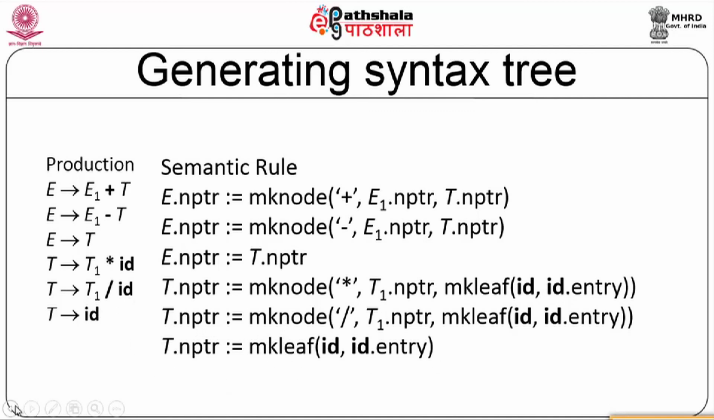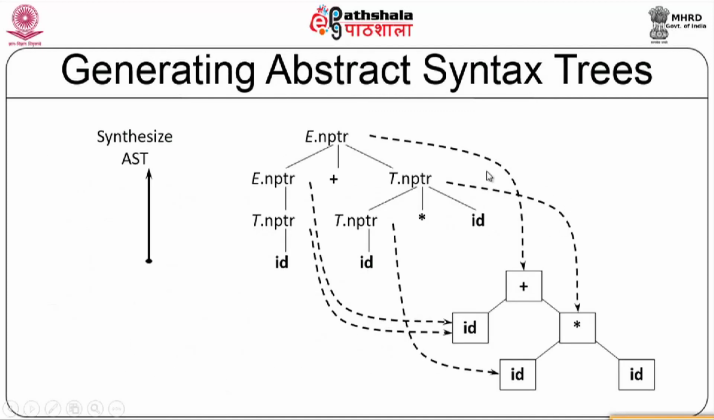If you correlate this rule with this, I have E.nodepointer is equal to E1.nodepointer plus T.nodepointer. So, this is my new node whose operator is plus, which has got pointers to E.nodepointer and T.nodepointer. Okay. So, I have two nodes, E.nodepointer and T.nodepointer, and then for star I have again T star F, and so on and so forth.